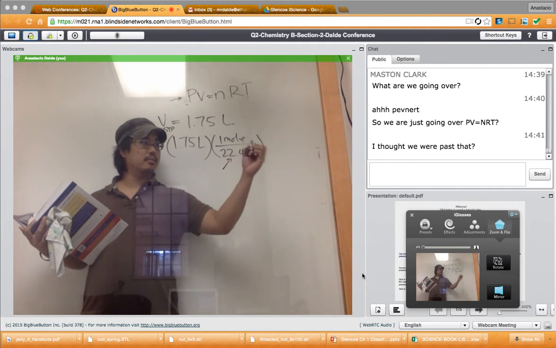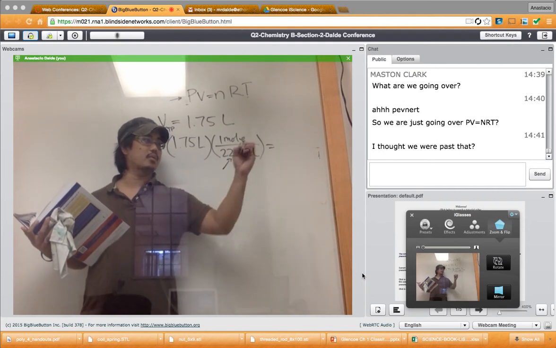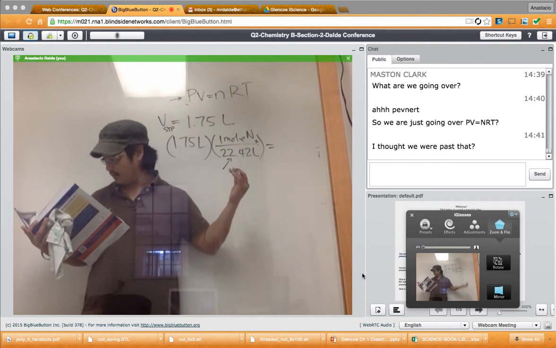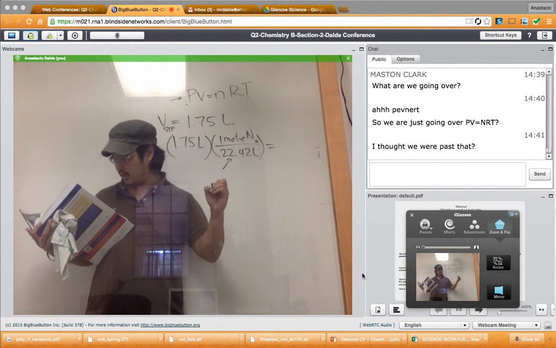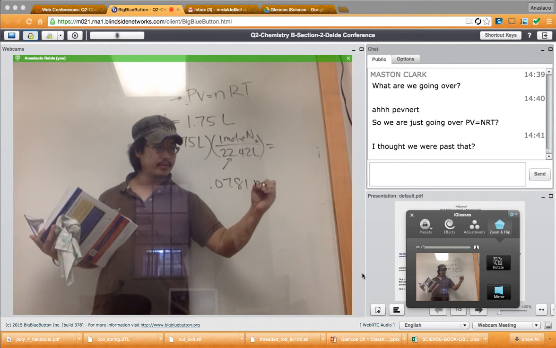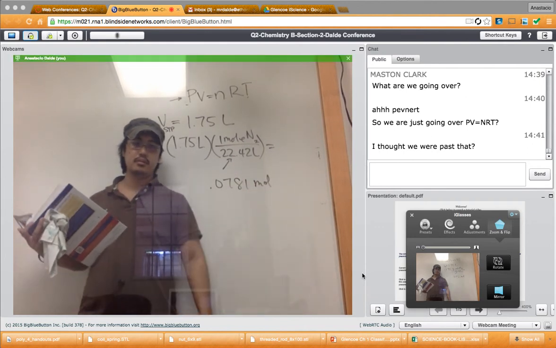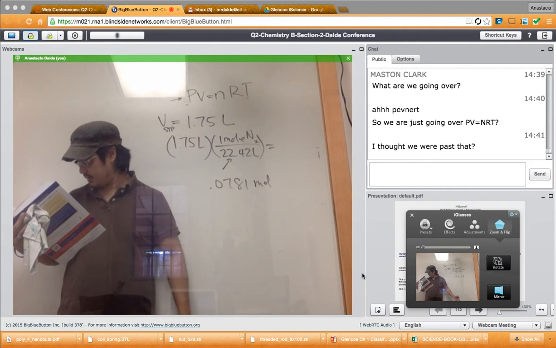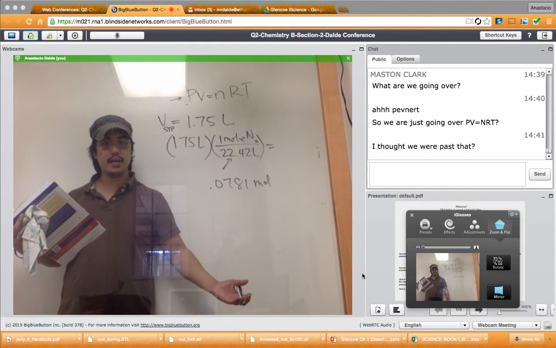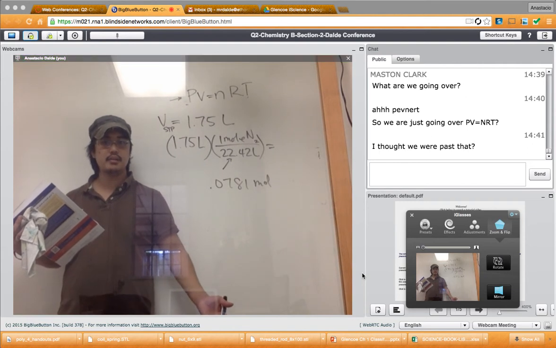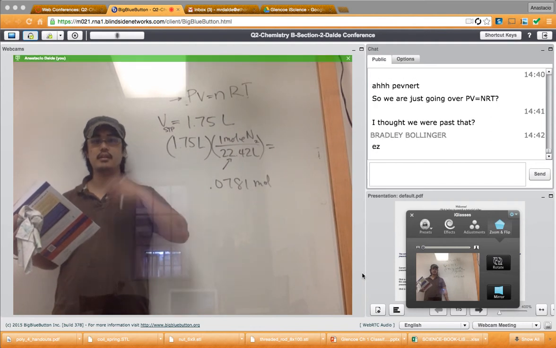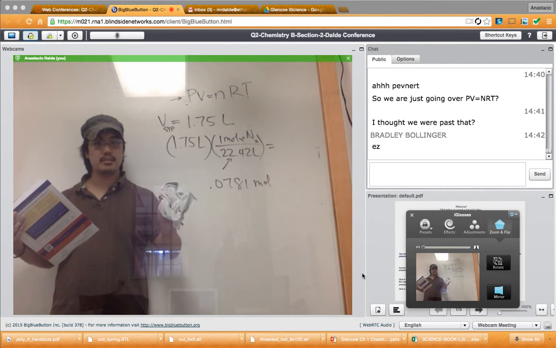And then this would give me my moles of gas, or in this case, the gas we're talking about is nitrogen gas, N2. So you just take 1.75 divided by 22.42, and you end up getting 0.0781 moles. Hard? Not hard? What's your thoughts? Good, bad, ugly? Easy. Okay, good. All right. I'm going to erase. Example number 2.